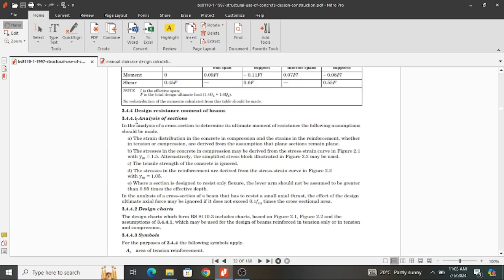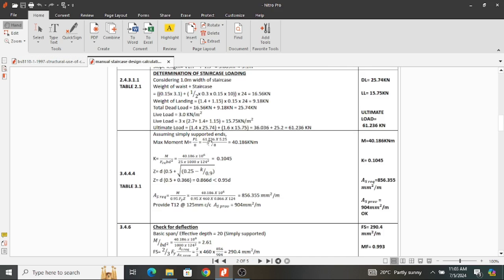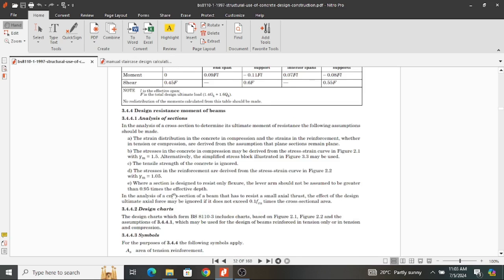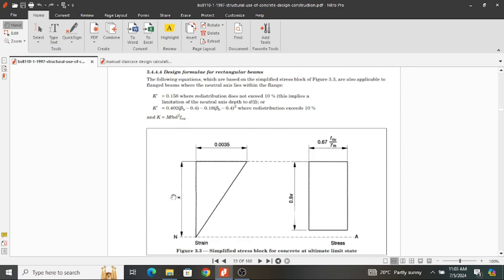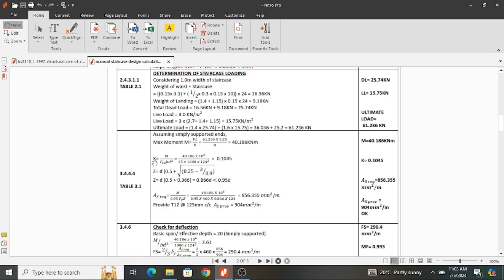3.4.4 is the design resistance moment of beams. Remember I said we are going to use beams, slabs, and staircase interchangeably in this case. Sometimes I could also use the design ultimate bending moments and shear forces table to get my moments instead of using this formula. But since this formula is simple and simplifies my work, that is why I prefer it. So my main point is the K that you are seeing here.